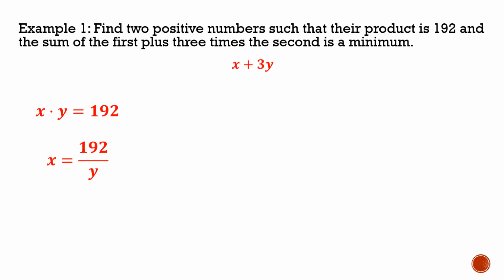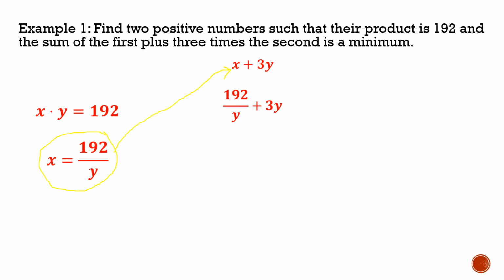Again, once I get these equations, I don't want two variables. So I'm going to use my known to plug into what I have now to reduce it down to one variable. In other words, I'm going to take this x, this 192 over y, and plug it into this equation for x. And so instead of x plus 3y, I'm going to have 192 over y plus 3y.